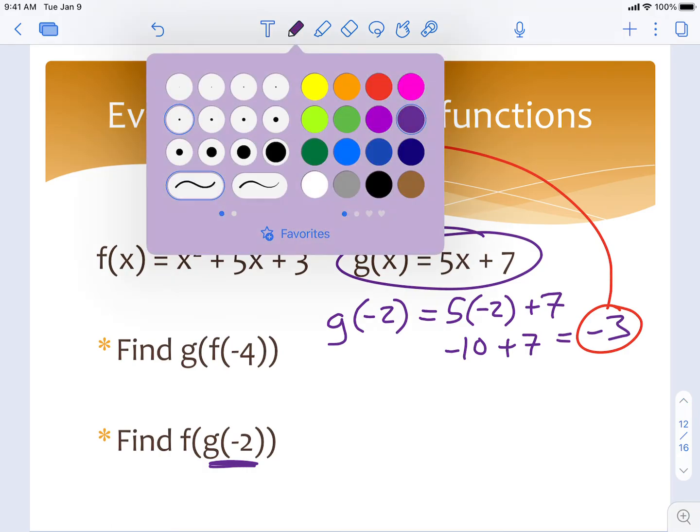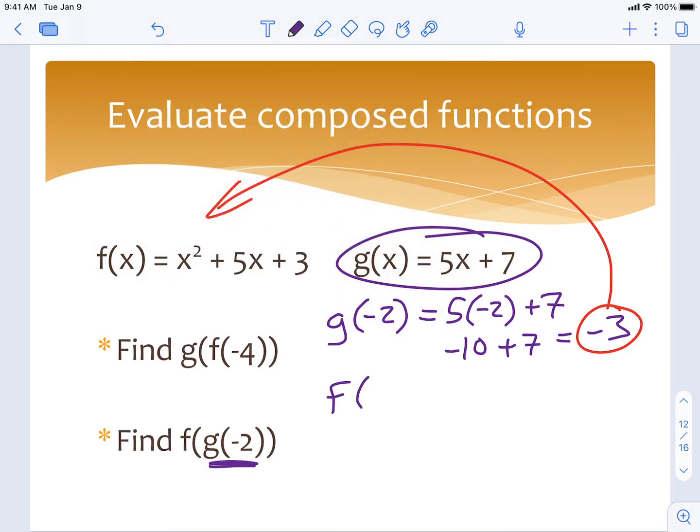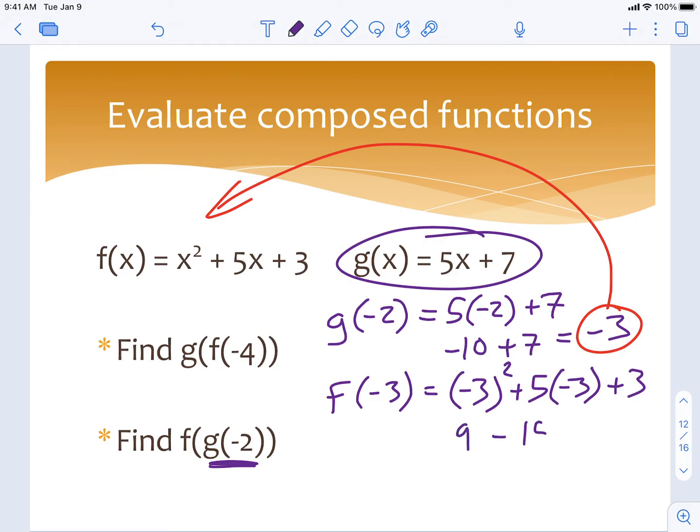Wherever there's an x, I'm going to plug it in. So f of negative 3 is equal to negative 3 squared plus 5 times negative 3 plus 3. If I start simplifying this, negative 3 squared is 9, minus 15 plus 3, and that also equals negative 3.